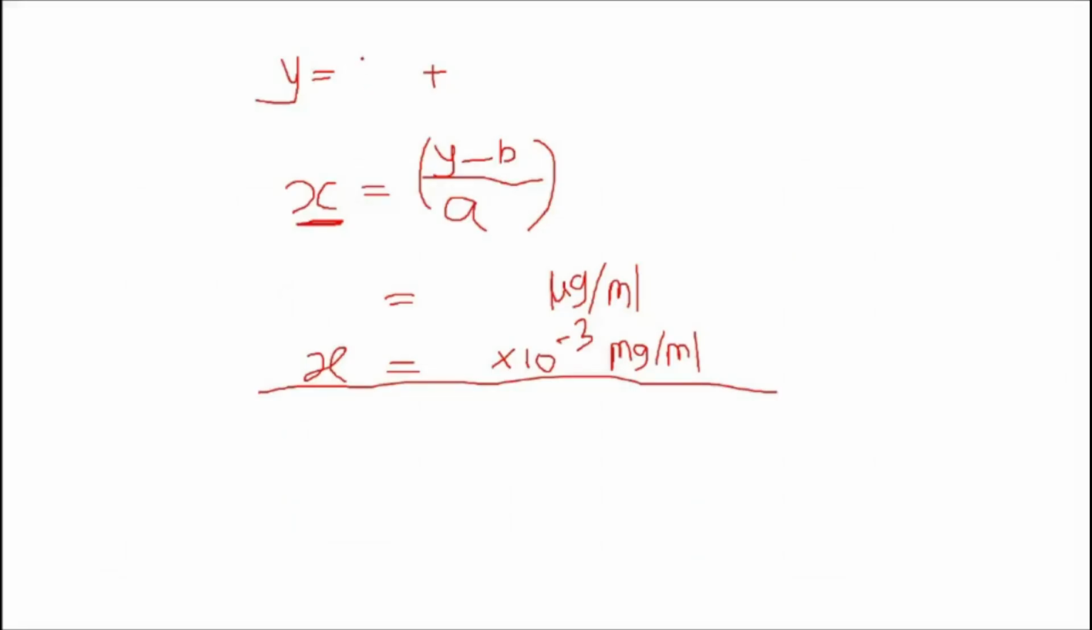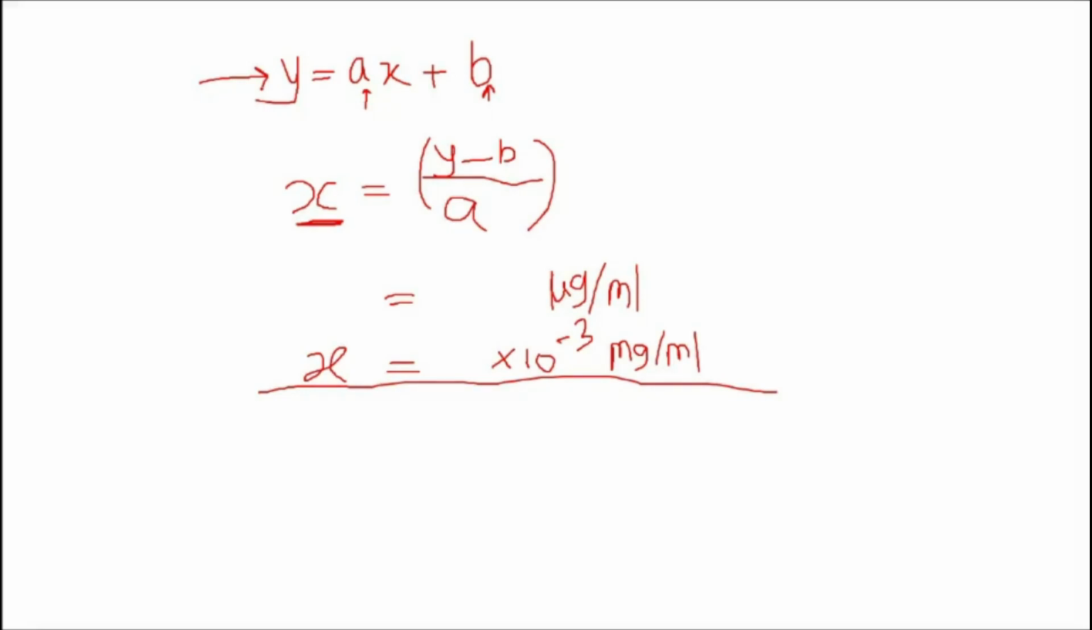So you have got one equation, y is equal to ax plus b. A is the slope, b is the intercept. Now if you know the absorbance, you have absorbance of your test, that is sample with you.